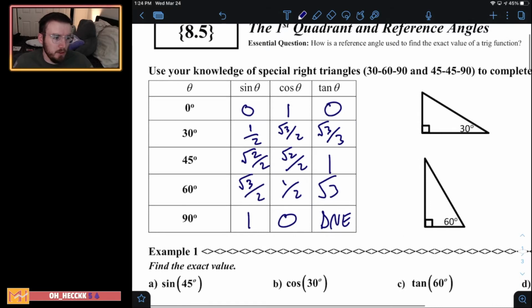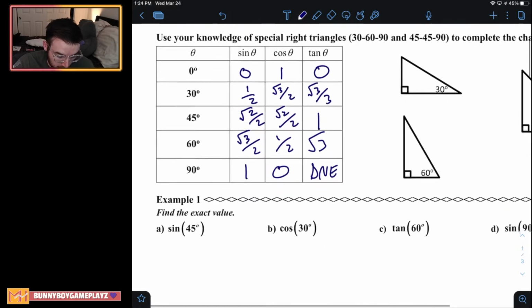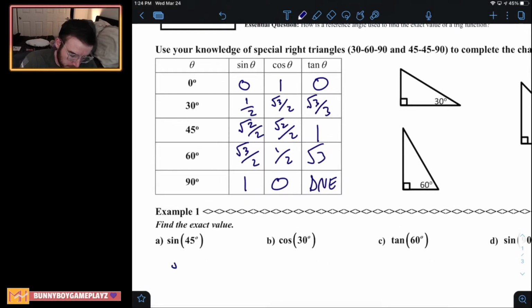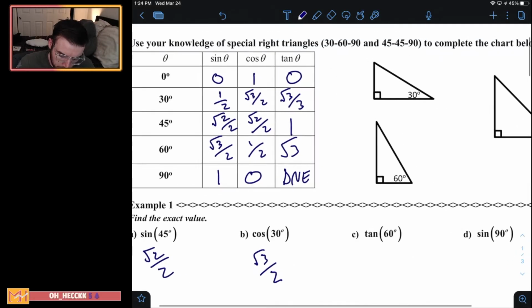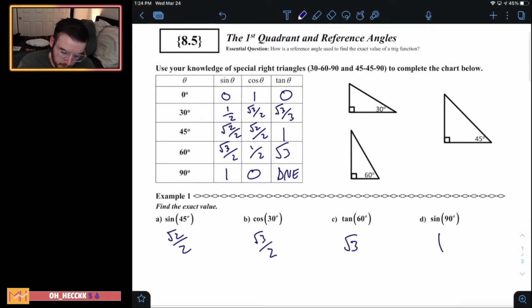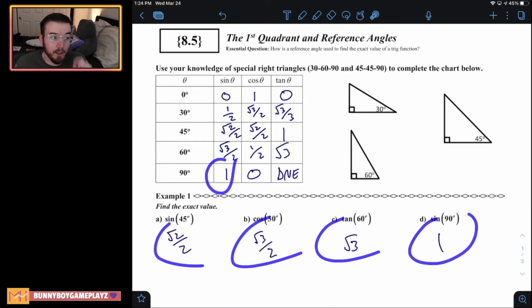Just a quick review. I hope that you fill this in. Or you can Google trig table and this will come up as well. So sine of 45 degrees, boom, root 2 over 2. Cosine of 30 degrees, boom, root 3 over 2. And tangent of 60, boom, root 3. I'm just looking at the table. I think you can look at the table too, right? Boom, sine of 90 degrees. We're just finding those values on the table.